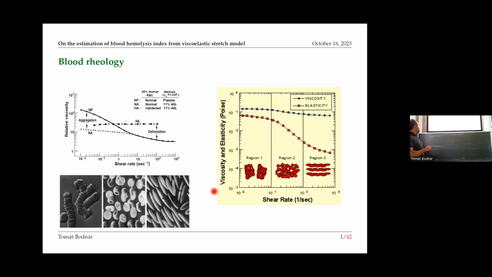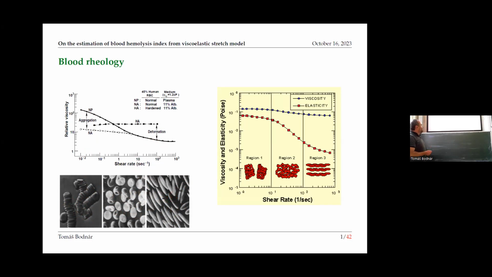In fact, it's a little bit more complicated if you see these micro pictures. So this is under zero or very low shear rate. The red blood cells form this columnar structure, which then increases the apparent viscosity. If you increase the shear rate, you will separate the red blood cells into individual cells. So it's just a suspension of red blood cells. And then if you keep increasing the shear rate, you can observe the elongation, or let's say elastic deformation, of the red blood cells.